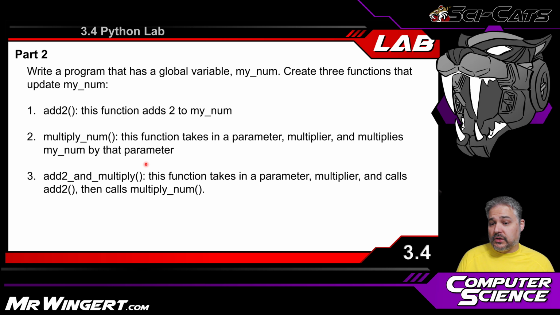The second thing it's going to do is take the number that was inputted and multiply it by 5. And the third thing is you're going to add 2 to the inputted number, then multiply that number by the multiplier. In part 2, you can just pick your own starting number. So if you just want to use 1 and hard code it, that's fine.